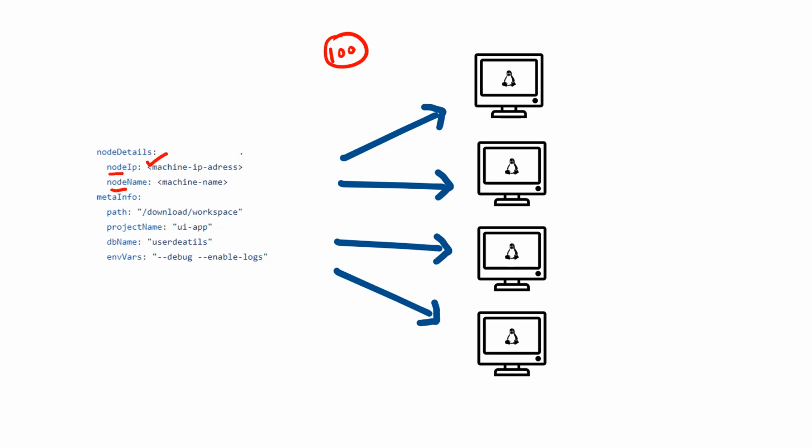Let's say I'm copying this configuration file to the first machine, then this machine's IP should be replaced, and this machine's node name has to be replaced, and only then I want to copy the configuration file. Likewise, if I'm copying to the second machine, then the second machine's IP should be replaced with that machine's IP address and also the machine name, and only then I want to copy it to the respective machines.